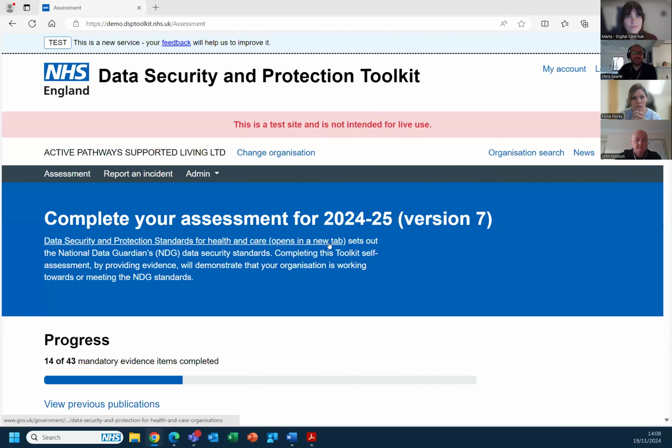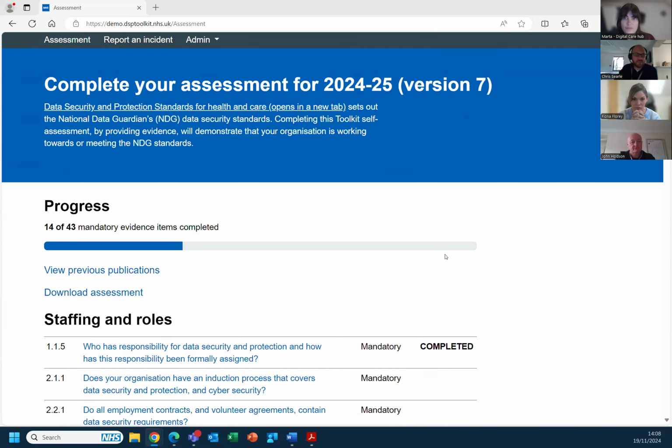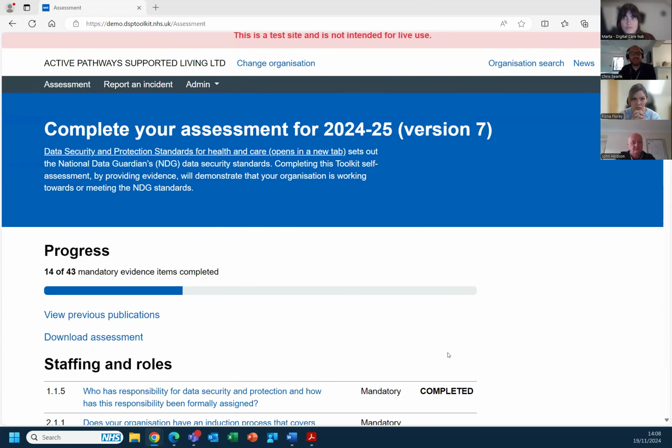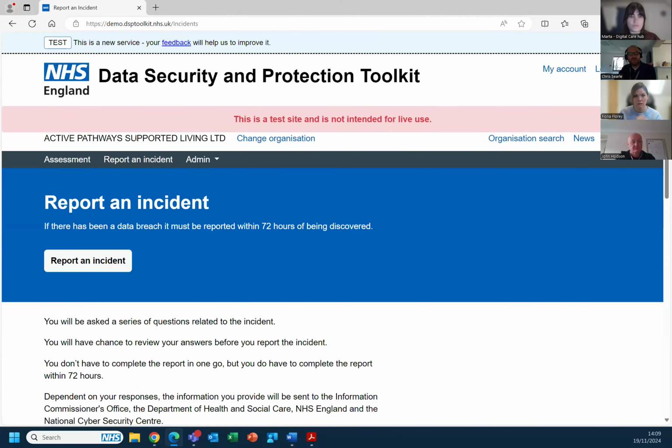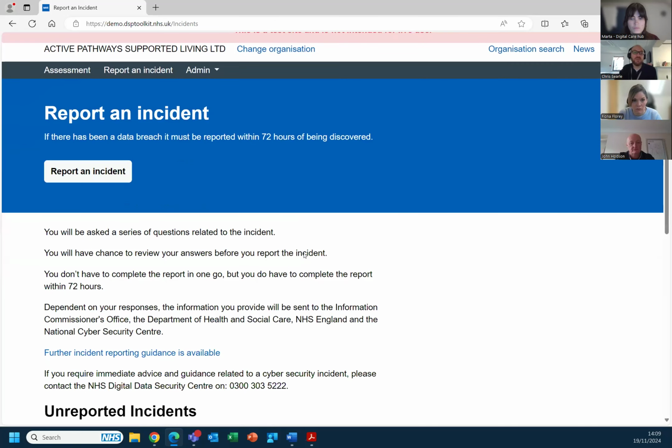So you can hopefully see the assessment screen for this organisation in the demo toolkit. Is that coming through all right, John? Yeah, great. So this will be the screen you'll be familiar with when you first open a toolkit and see the assessment screen. So to report a data breach, we're going to select report an incident up here. That's only for users of the toolkit who have the admin role. So if you don't see that there, contact the organisation admin to get added as an administrator to report an incident.